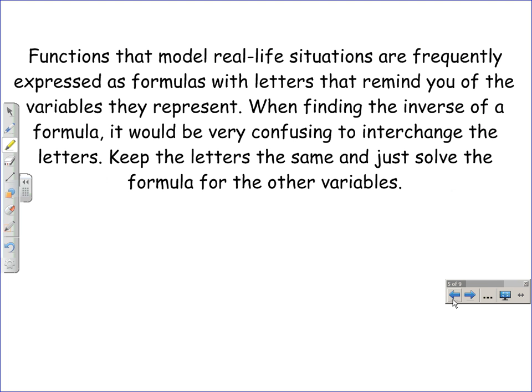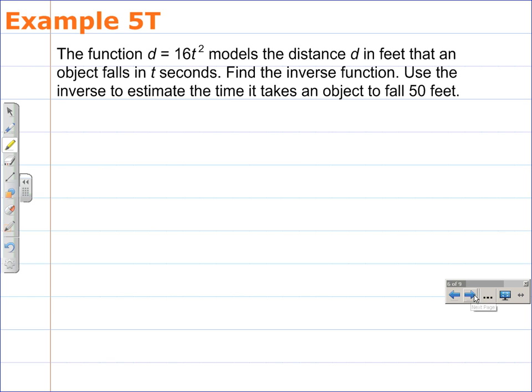Functions that model real-life situations are frequently expressed as formulas with letters that remind you of the variables they represent. When finding the inverse of a formula, it would be very confusing to interchange the letters. Keep the letters the same and just solve the formula for the other variables. When working with existing formulas, it'll be good to remember this highlighted part. Keep the letters the same, and just solve the formula for the other variables. That'll be illustrated in example 5.